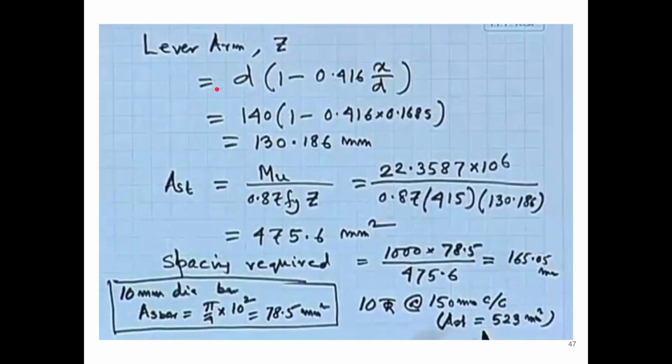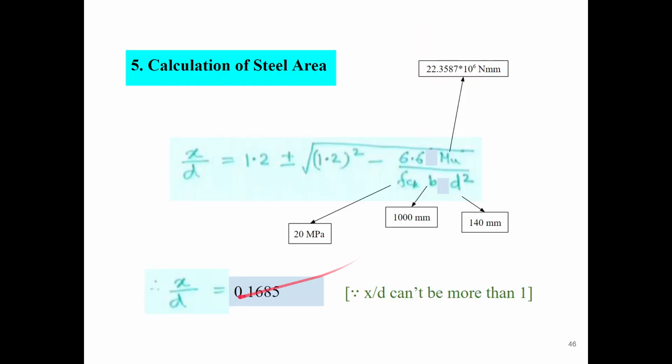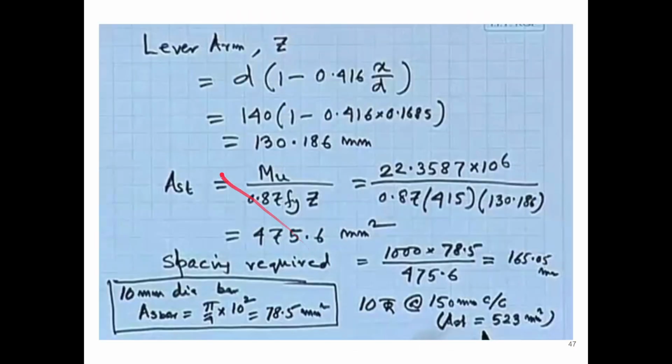Using that we will calculate the lever arm z, which is d into 1 minus 0.416 x by d. Here d is 140 and x by d is 0.1685 as we found just now. So 140 into 1 minus 0.416 into 0.1685 comes to 130.186 millimeter, the lever arm.